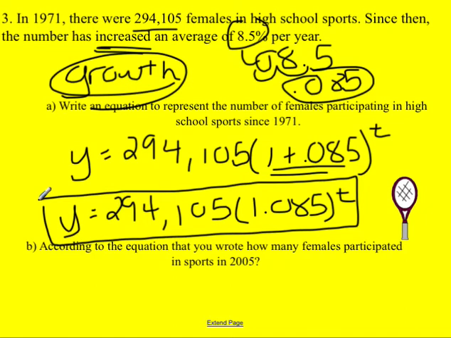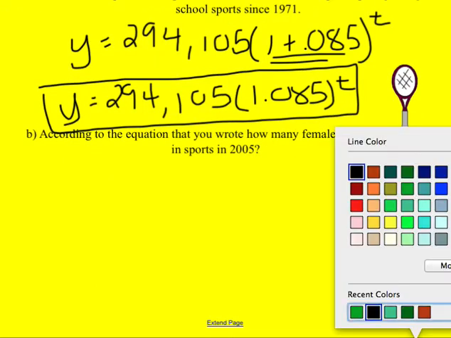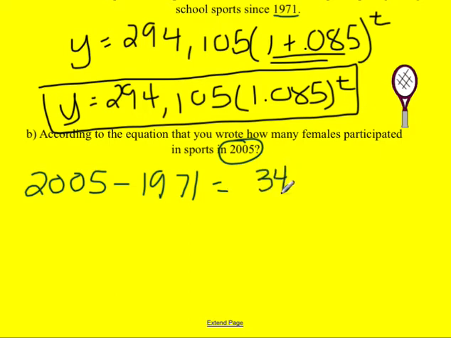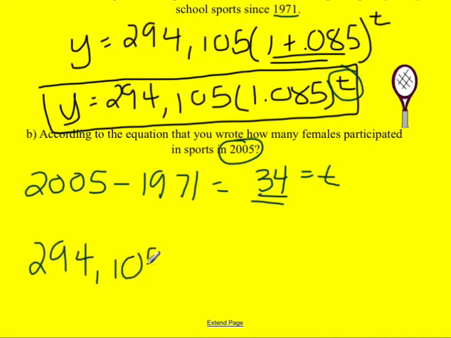So now we need to plug in our t. So we need to figure out how many females there were in 2005. In order to figure out our t, we need to take what year we're shooting for, which is 2005, and subtract the year we're starting in, which is 1971. That was our starting year. So when you subtract those, you end up getting 34. So 34 years have passed. That's going to be our t. So we're going to end up plugging that in for our t value there. So we get 294,105 times 1.085 raised to the 34th power.